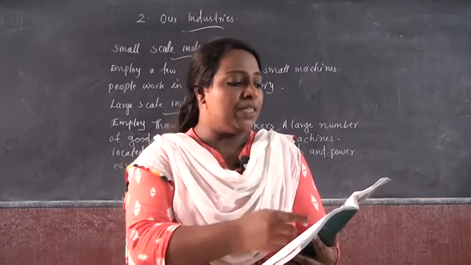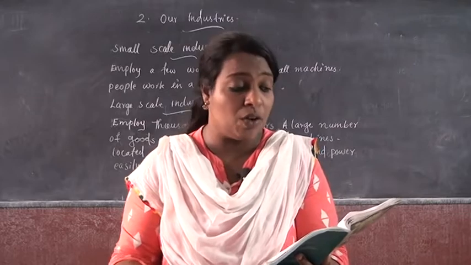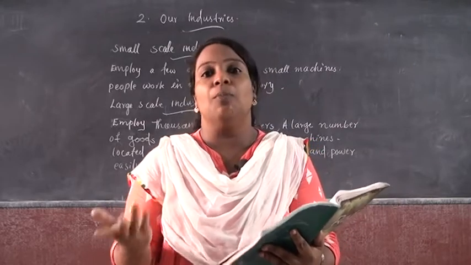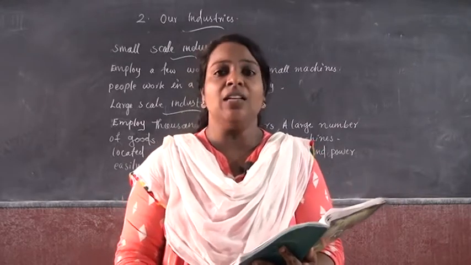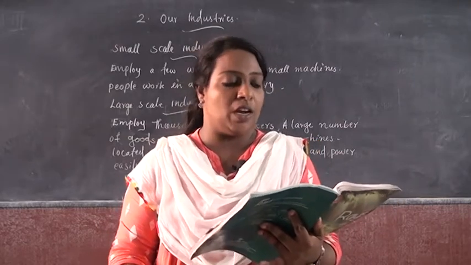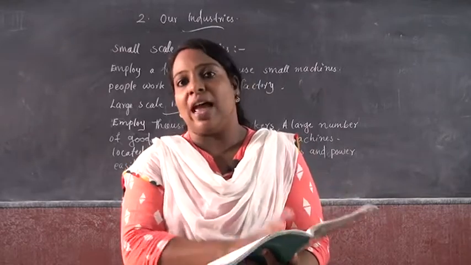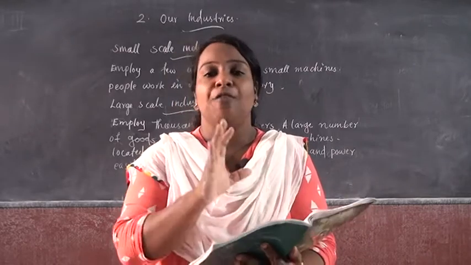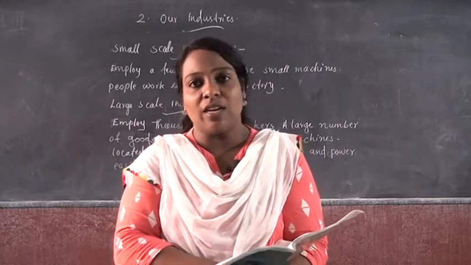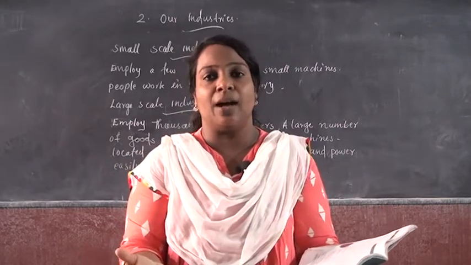For example, cotton textiles in Maharashtra and Gujarat. In Maharashtra, the place is Mumbai. And Gujarat, Ahmedabad; Tamil Nadu, Coimbatore; Uttar Pradesh, Varanasi. So this is an important table. Everybody should read it 5 or 10 times. Okay children, questions based on this table will also come in the exam.